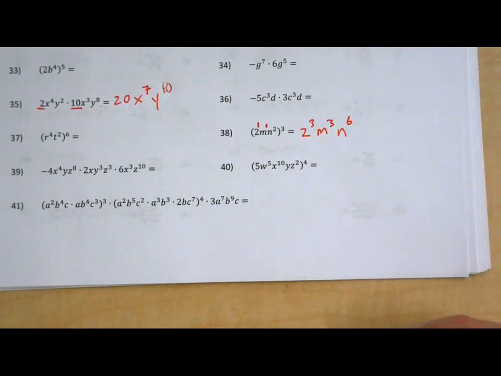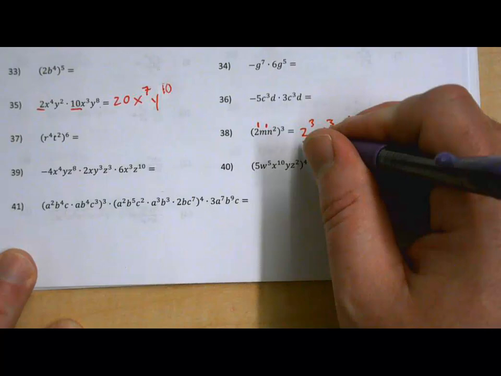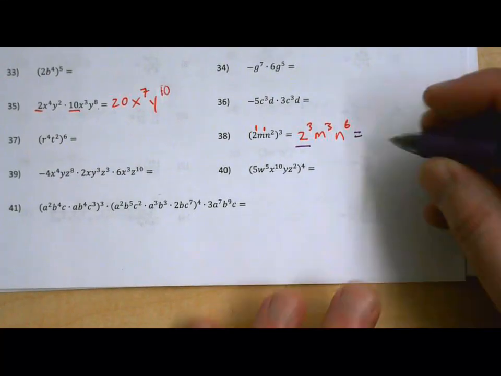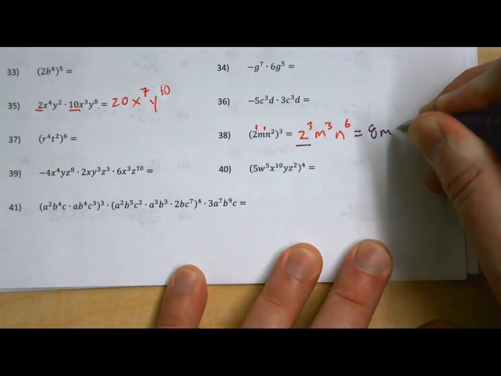Now we've got this as a solid first step. We do need to go one more step on this because we can simplify 2 to the 3rd. What is 2 to the 3rd? What is 2 times 2 times 2? Spoiler alert, it is not 6. 6 is the most common wrong answer to that question. 2 times 2 times 2 is 8. If you were thinking 6, you were thinking 2 plus 2 plus 2, which is 6. 2 times 2 times 2 is 8. So the final answer is 8m to the 3rd n to the 6.